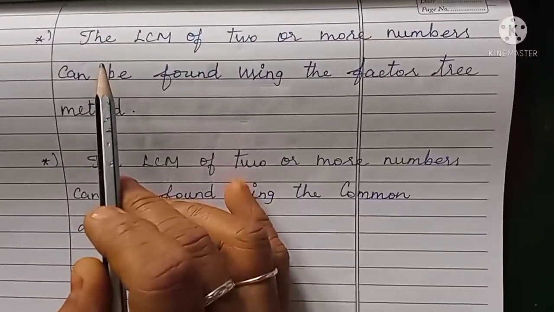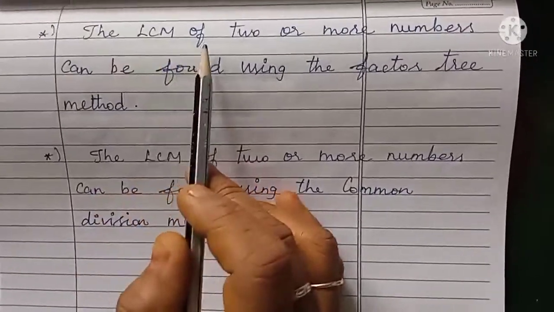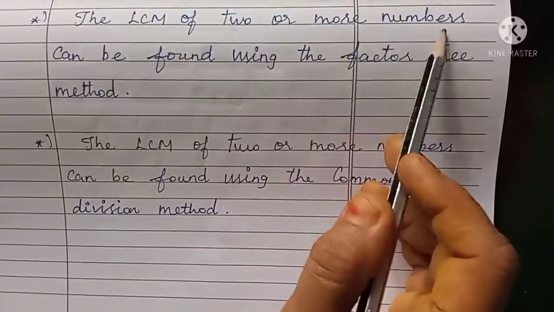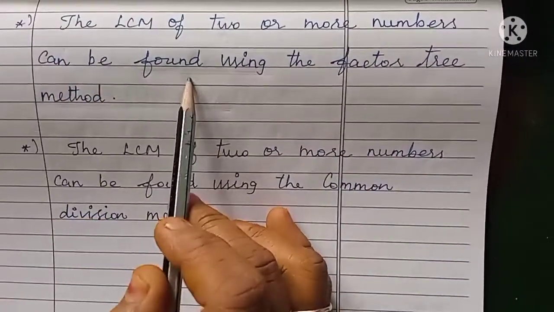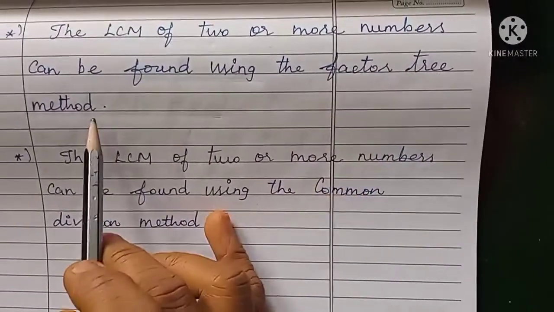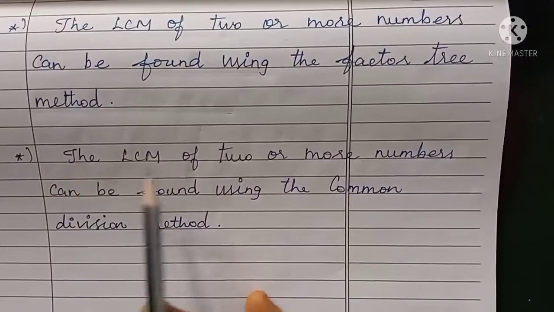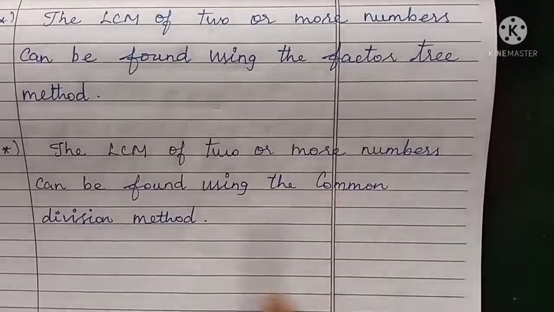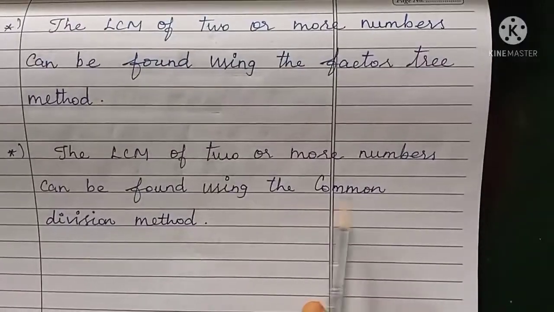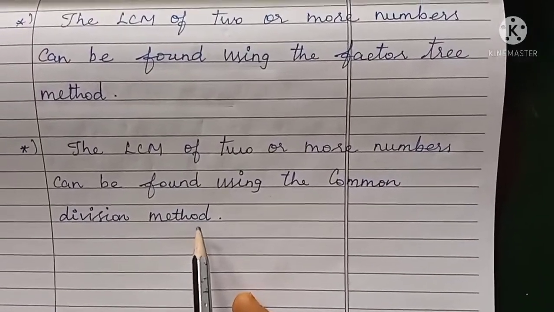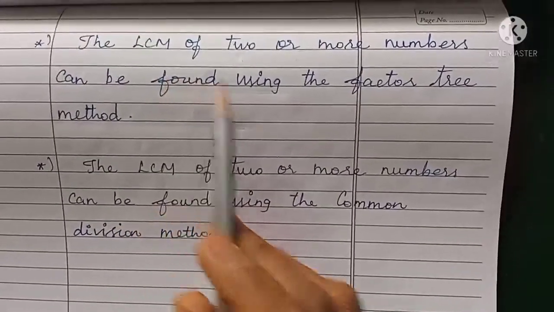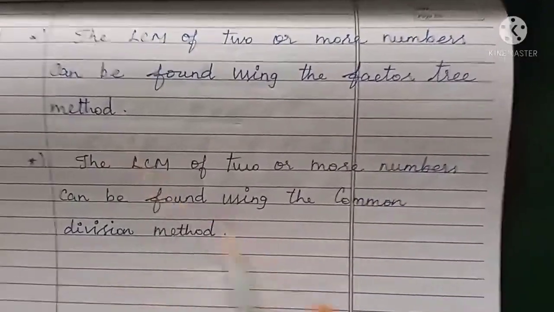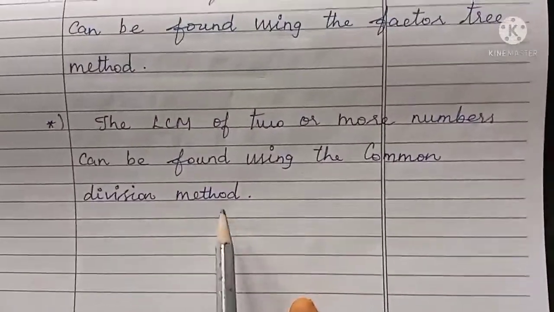The next, third point is that the LCM of two or more numbers can be found using the factor tree method. Point number 4. The LCM of two or more numbers can be found using the common division method. So the LCM also we can find by using the factor tree method and common division method.